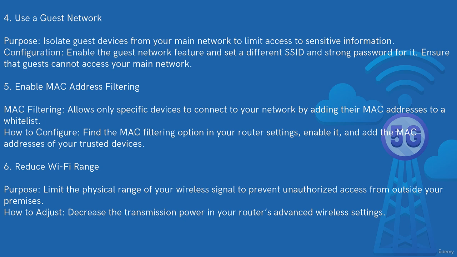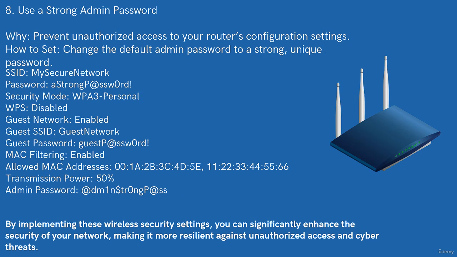Reduce the Wi-Fi range. Reducing the Wi-Fi range will help to limit the physical range of your wireless signal to prevent unauthorized access from outside your premises. Decrease the transmission power in your router's advanced wireless settings. You can go to, I think, 2.4 gigahertz, or from 5 to 2.4. And use a strong admin password to prevent unauthorized access to your router's configuration settings page, and change the default admin password to something unique.